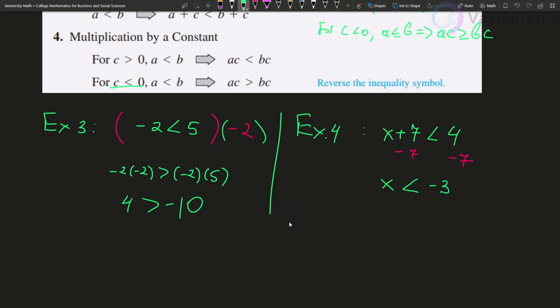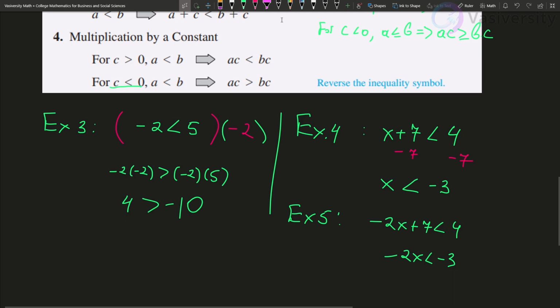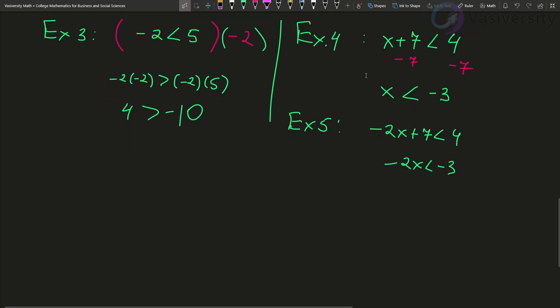But if, let's say, we had example 5, we would have -2x plus 7 is less than 4. Then we know -2x is less than -3. So here we have to divide by -2. And division is essentially an inverse of multiplication here. So we would multiply by -1/2, right? So multiplying by -1/2, it's a negative number. It's less than 0. So we would have 2 and 2 cancel out. So we would just have x is greater than -3 times -1/2. That would become positive 3/2. Okay. Right, so that would be an example for the properties of the inequalities.